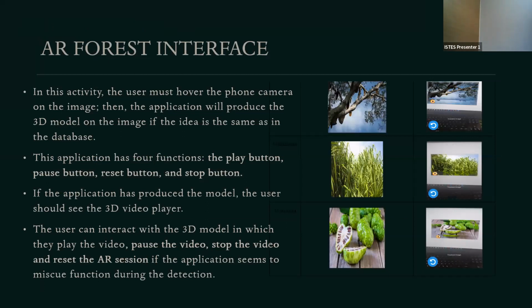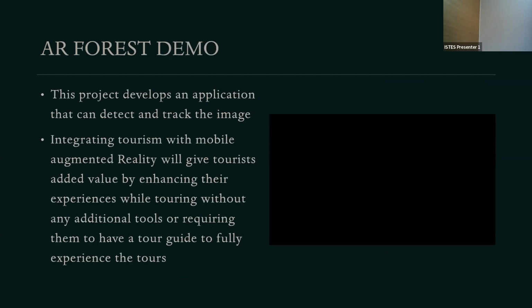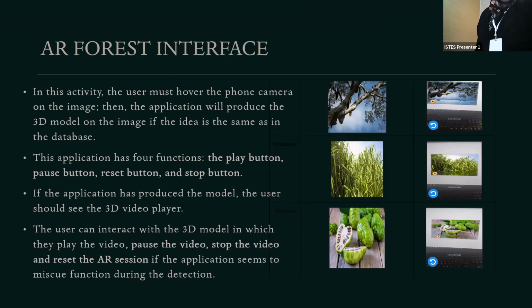Here, the user must hover the phone camera on the image using your smartphone. The application will produce the 3D model on the image. In this case, we use 3D video. It's automatic.